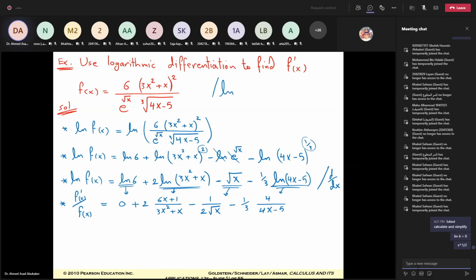Okay, now multiply both sides by f of x to remove the f of x. This is the 5 steps. Step number 5: f prime of x equals... please mute your mic.